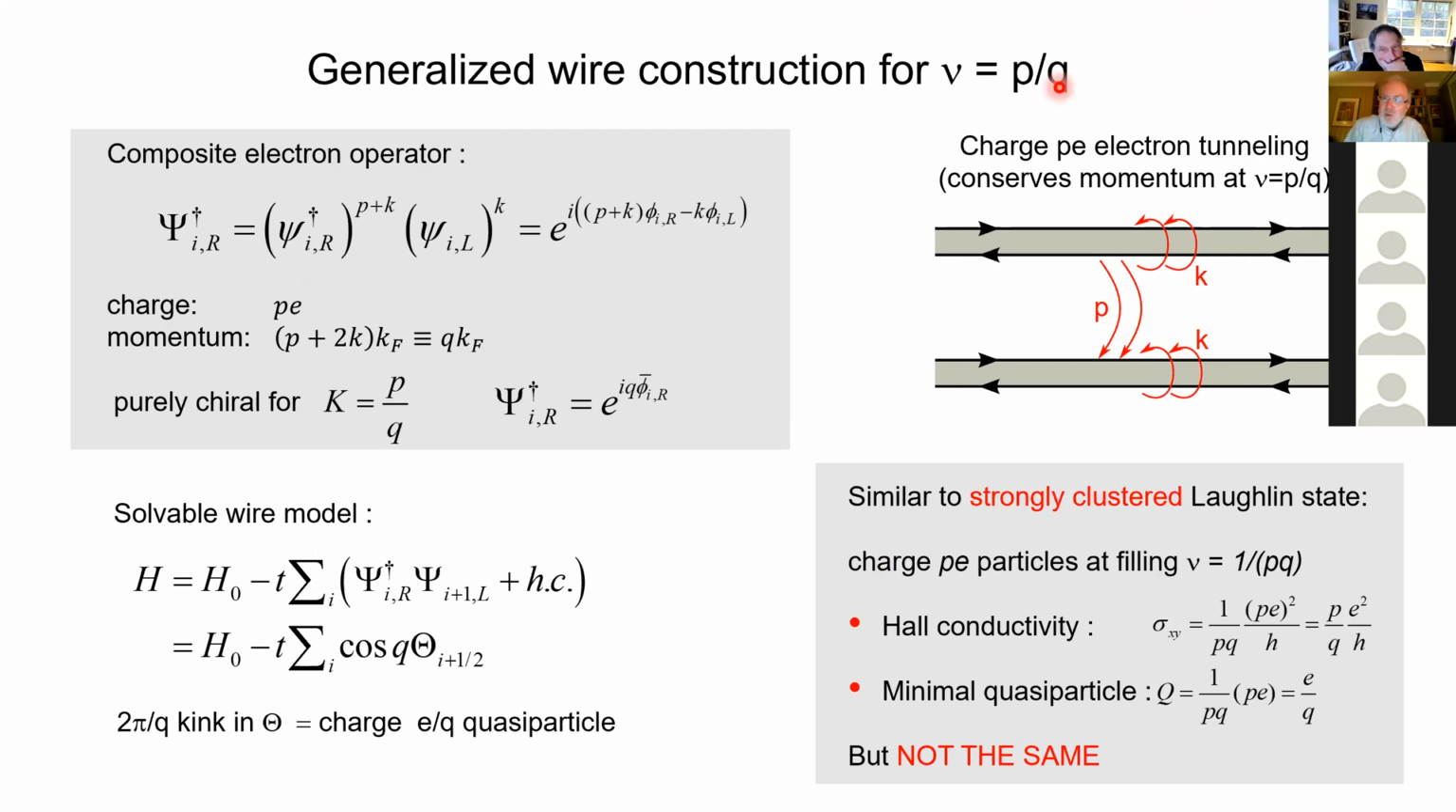We could just consider a more general tunneling operator, where instead of just tunneling 1 electron from wire to wire, we tunnel p electrons, along with some number of backscatterings.